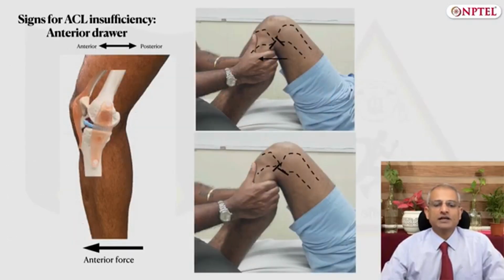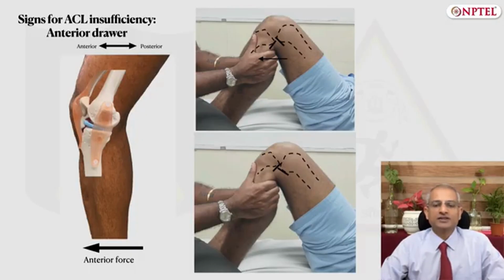Following this, we now turn our attention to the special tests done to detect any specific ligament, meniscal, or tendinous pathology. We start with the special tests for the cruciate ligaments. For the anterior cruciate ligament, the commonly performed tests are the anterior drawer test, the Lachman test, and the pivot shift test. Anterior drawer is done at 90 degrees flexion of the knee, where we pull the tibia forward as shown in the figure.